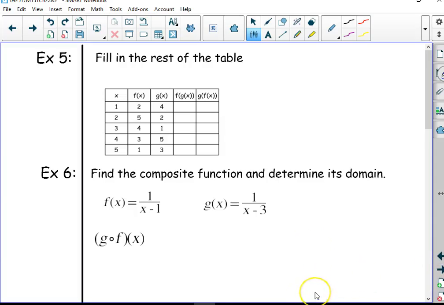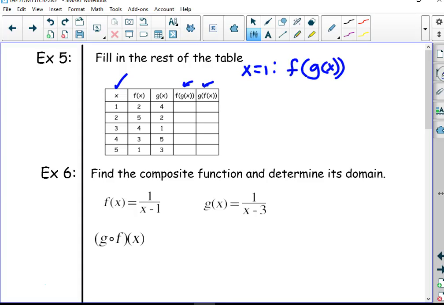Oh, this is an interesting problem, but it actually isn't too bad. So what they do is they give us our x values, and they also give us the values of 2 functions at 1, 2, 3, 4, and 5. And then they're asking us to evaluate f of g of x and g of f of x. And you just have to focus on the details when you're trying to do this off of a table. So let's take a look at x equals 1 and f of g of x.